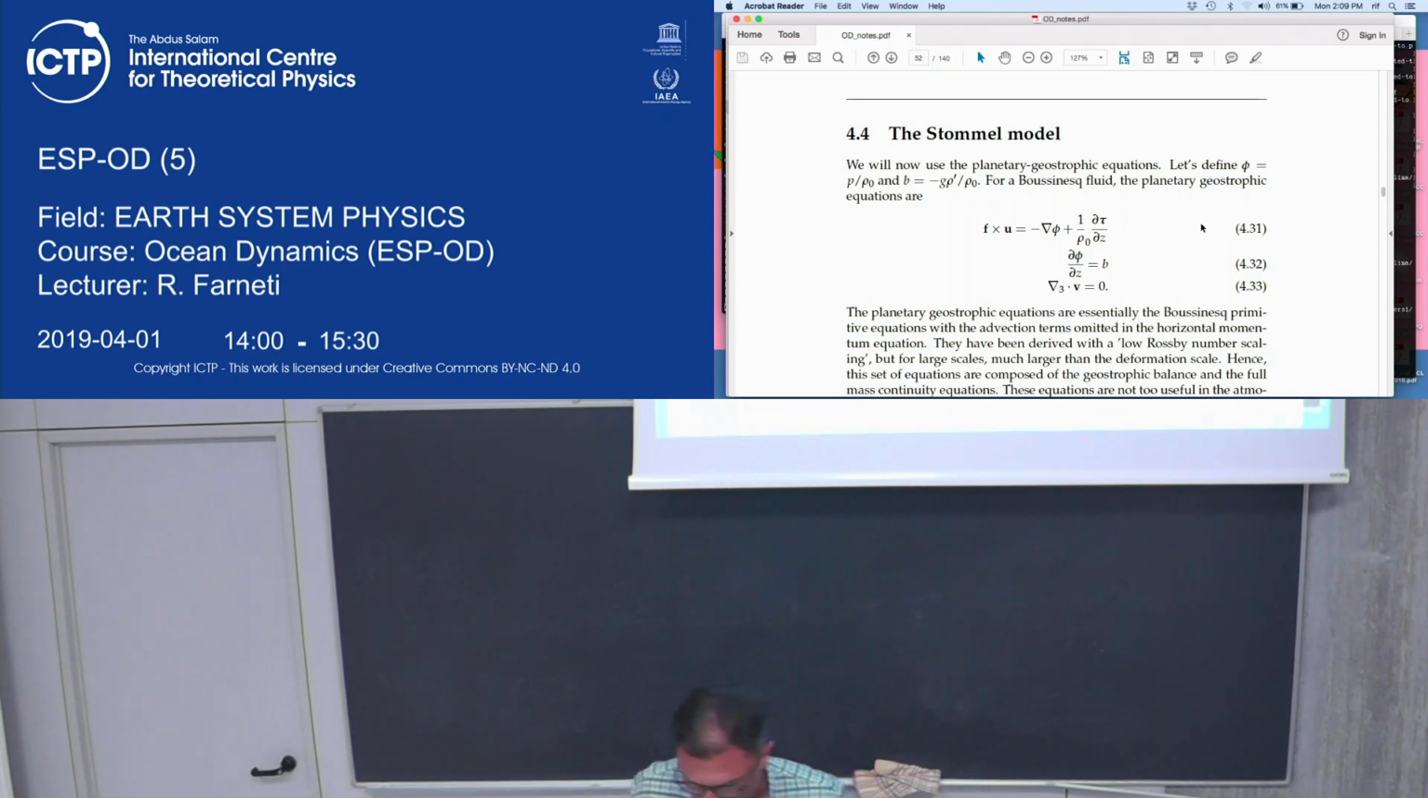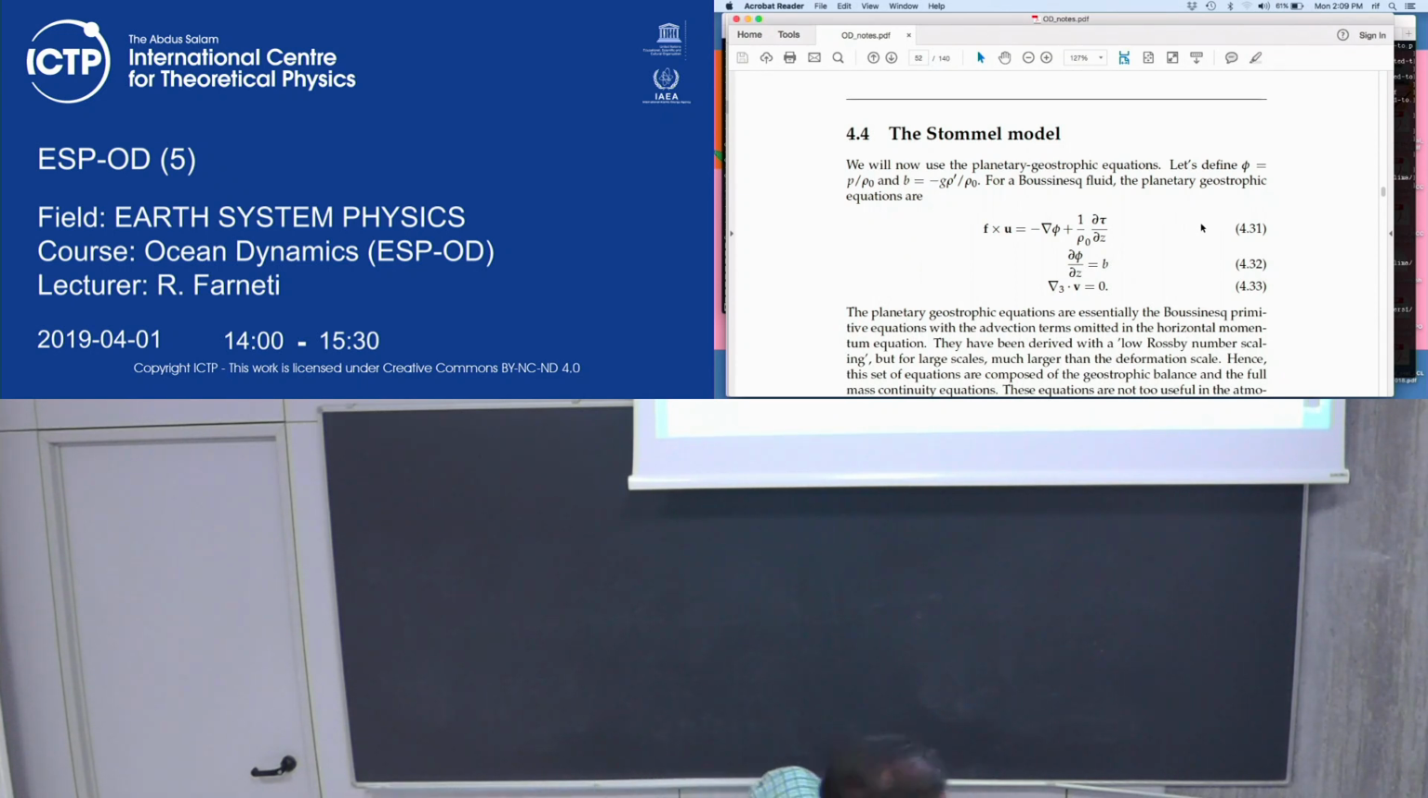This Sverdrup balance was just a balance between the input of vorticity by the wind stress and the change in planetary vorticity f through beta. And we've seen that wind induces a meridional flow in the interior, okay?